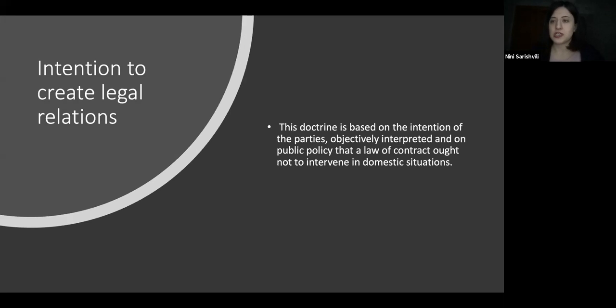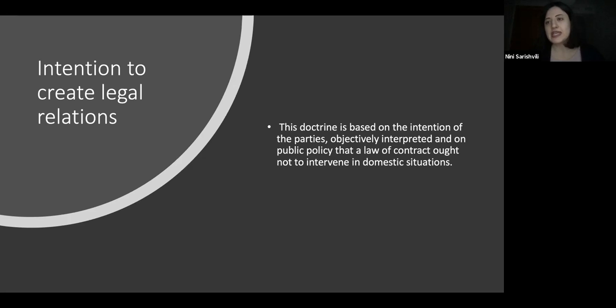The final requirement for the contract to be completed is intention to create legal relations, which basically means that this doctrine is based on the intention of the parties, objectively interpreted, and on public policy that a law of contract ought not to intervene in domestic relations. So if in the family they make promises to each other, it's less likely that it satisfies intention to create legal relations. So if one of them sues and argues that it was a contract, it's less likely for it to be satisfied, because the fourth requirement of a contract is intention to create legal relations.